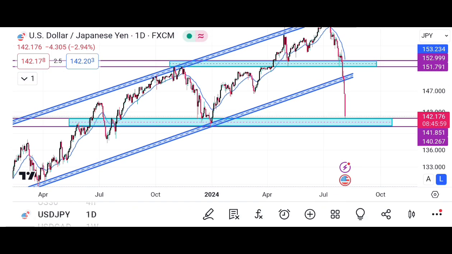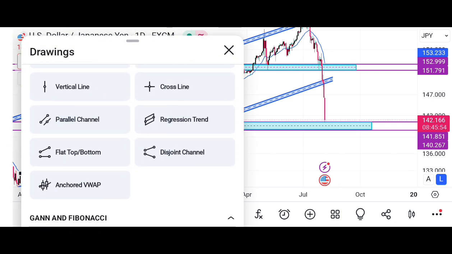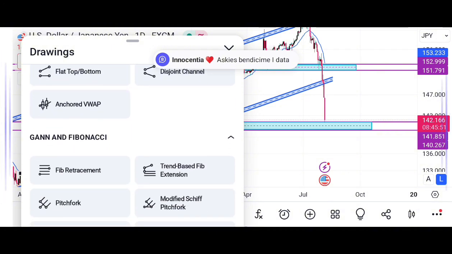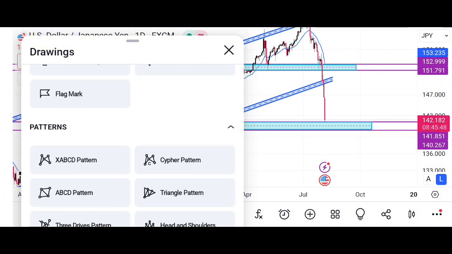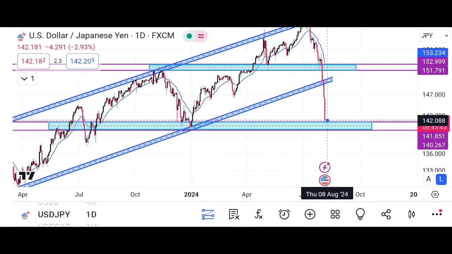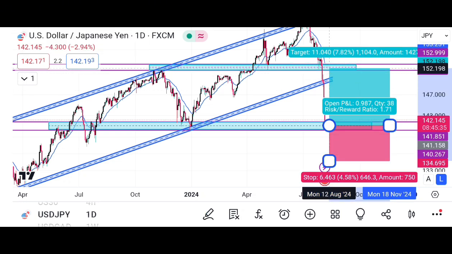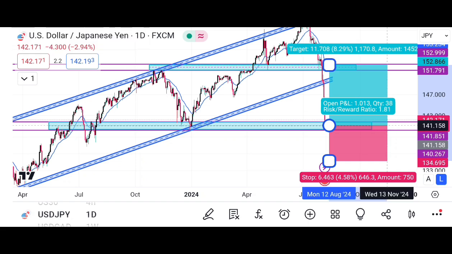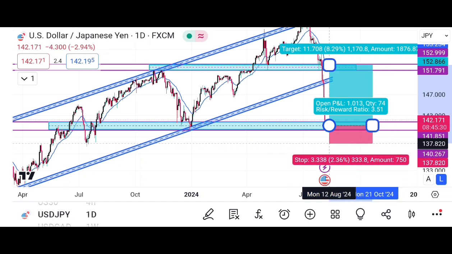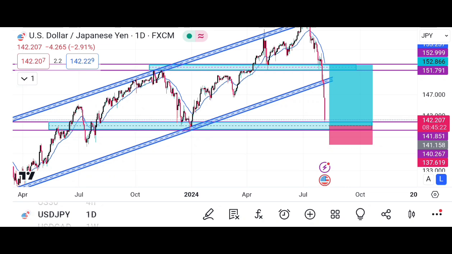So what we might be looking for is buys on USDJPY currently. But firstly, I need that 50% zone to be touched. We might be looking for short-term buys as retracement buys, because the support zone is not filled yet, so we might be looking for short buys.